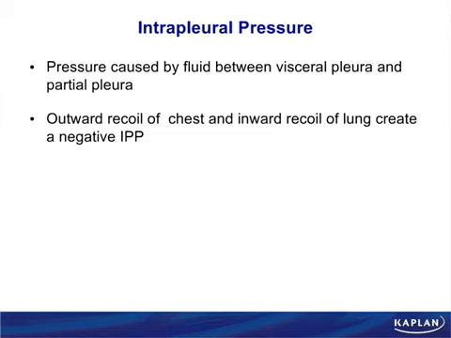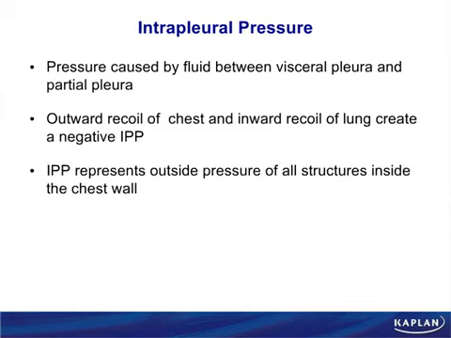We consider atmospheric pressure to be 0 because it's pretty constant if you're at a given location. Obviously, if you go up on a mountain, then it's changing. But in a given location, it's pretty constant. And we don't want to work with 760 millimeters of mercury. That's a big number. So we're going to consider atmospheric pressure to be 0. Well, interpleural pressure, therefore, is subatmospheric, which means it's negative since we consider atmosphere to be 0.